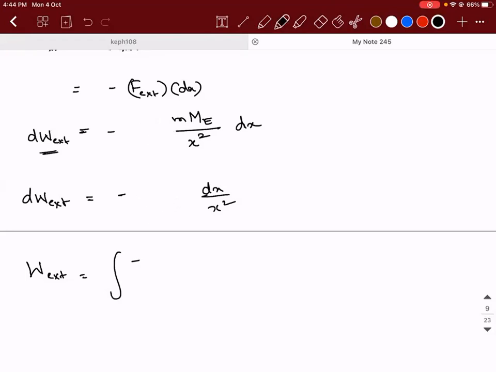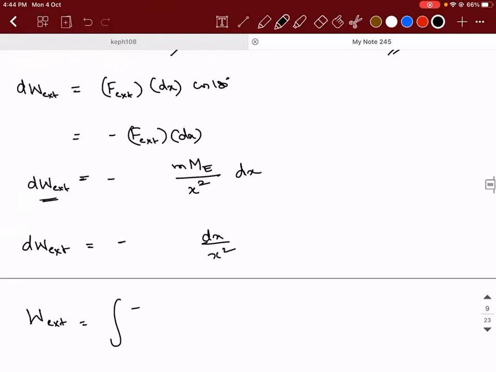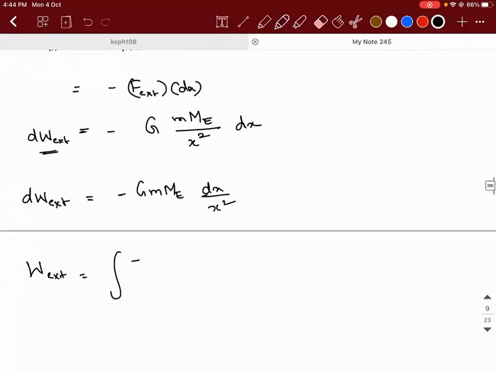Sorry, I was teaching electrostatics. But I thought you will tell me the mistake. What is the mistake I did? 1 by 4 pi epsilon naught doesn't exist here. It is minus G M M E. Okay.